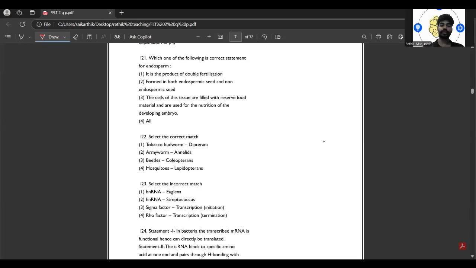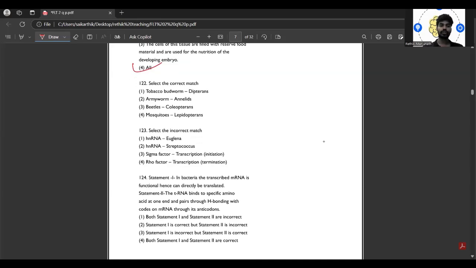So the next question is 121. Which of the following is a correct statement for the endosperm? It is the product of double fertilization, correct. Formed in both endospermic seeds and non-endospermic seeds is also correct. And the cells of this tissue are filled with reserve food material and are used for the nutrition of the developing embryo is also correct. So all the options are correct.